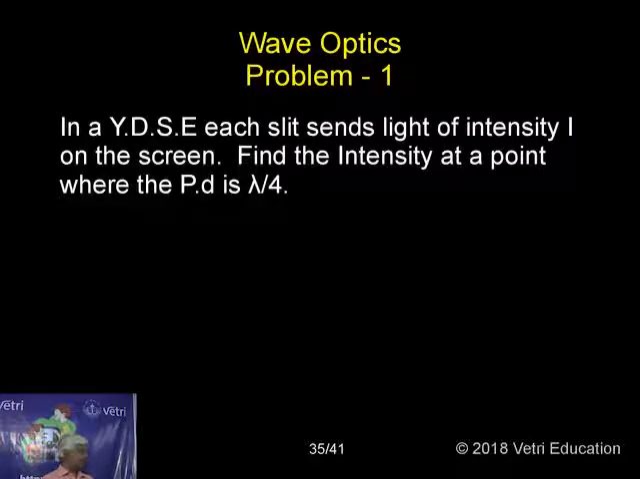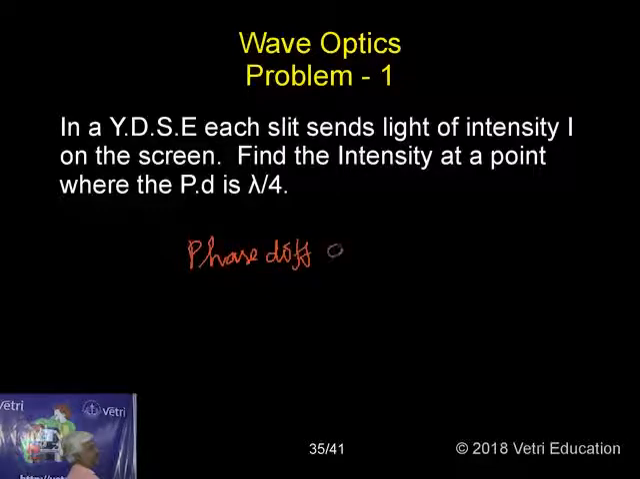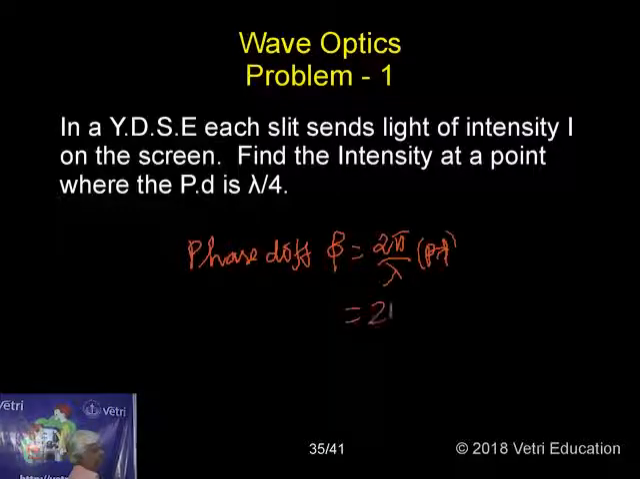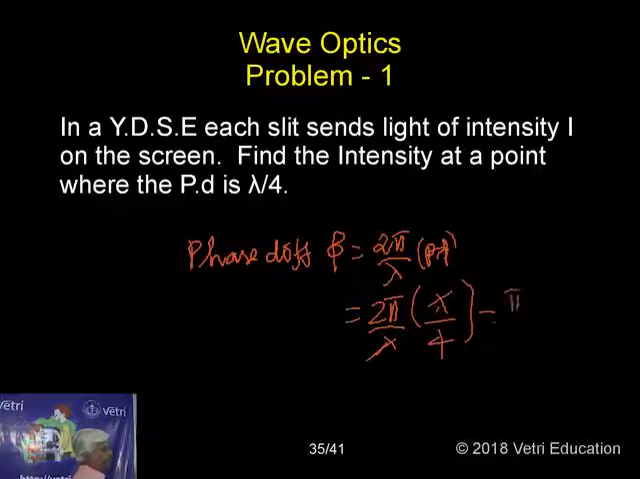Find the intensity at a point where the path difference is lambda by 4. Once we know the path difference, we know the phase difference. I already discussed the formula for phase difference: phi is equal to 2 pi by lambda into path difference. This is a general formula. Therefore, in our problem, 2 pi by lambda into lambda by 4. Lambda gets cancelled. Therefore, the answer is pi by 2. This is the phase difference.